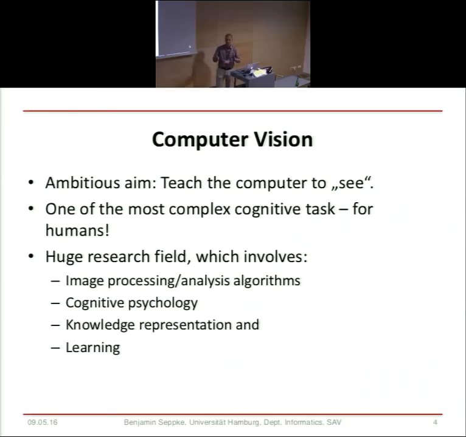So first of all, for those of you who are not into computer vision, what is computer vision? Computer vision is a broad research field and it has an ambitious aim. We mainly want to teach the computer how we see, or how to see. Quite a demanding task, because it's one of the most complex tasks we are doing every millisecond right now. You are performing some vision. And to do so, you really need a lot of stuff. We already heard image processing. Of course, you need to filter some images, remove some noise, do some image analysis. But you may also need to take into account some cognitive psychology, some knowledge representation, and also machine learning. So it's a really broad field.